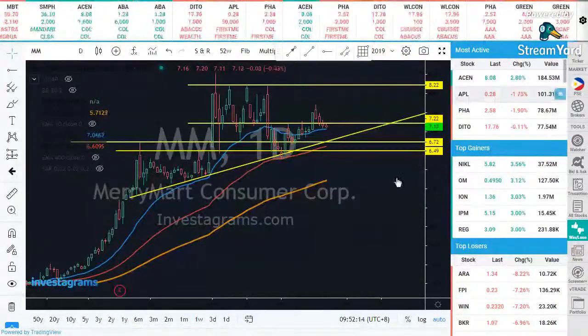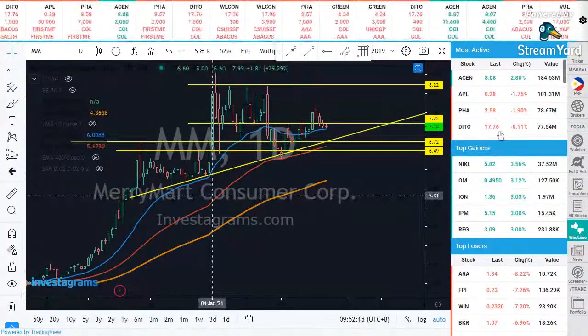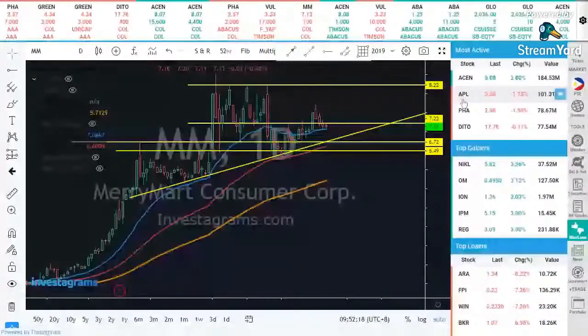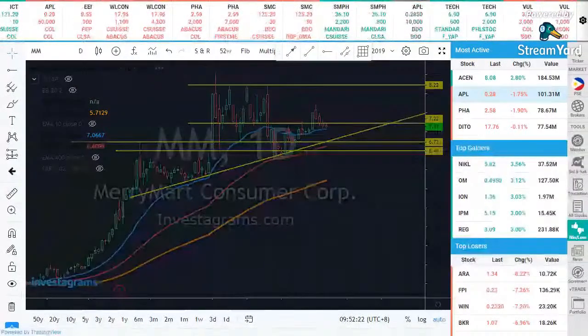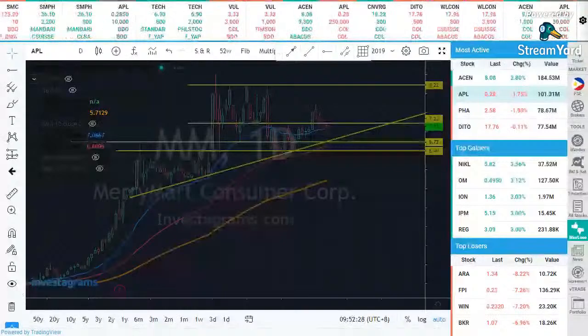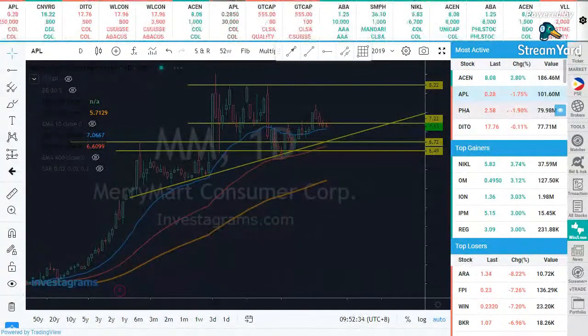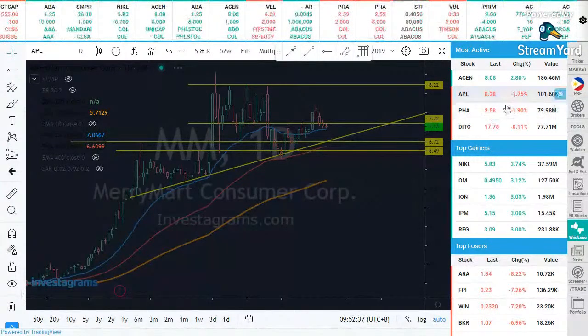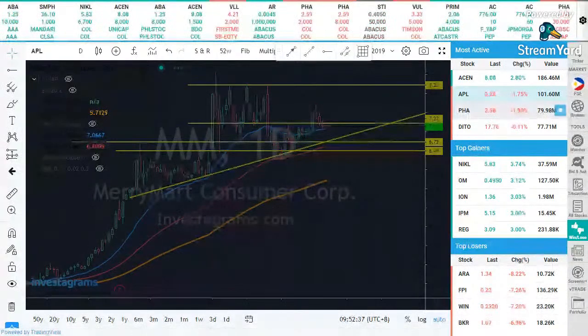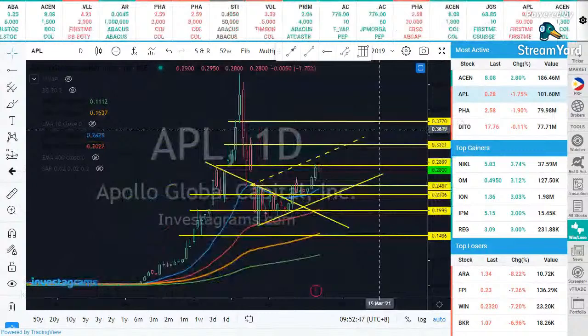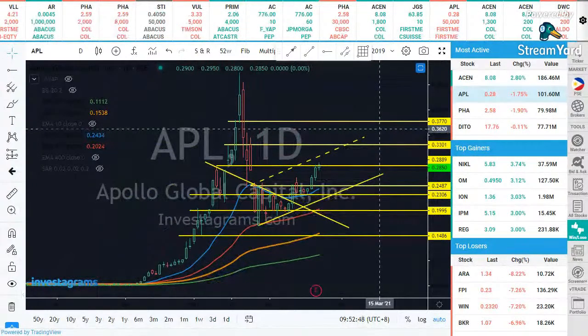Let's see about EPL. We will see EPL is down by 1.75%. So this company is also one of the companies that went up the previous month. Now it is going down. And PHA now is in the resistance area.